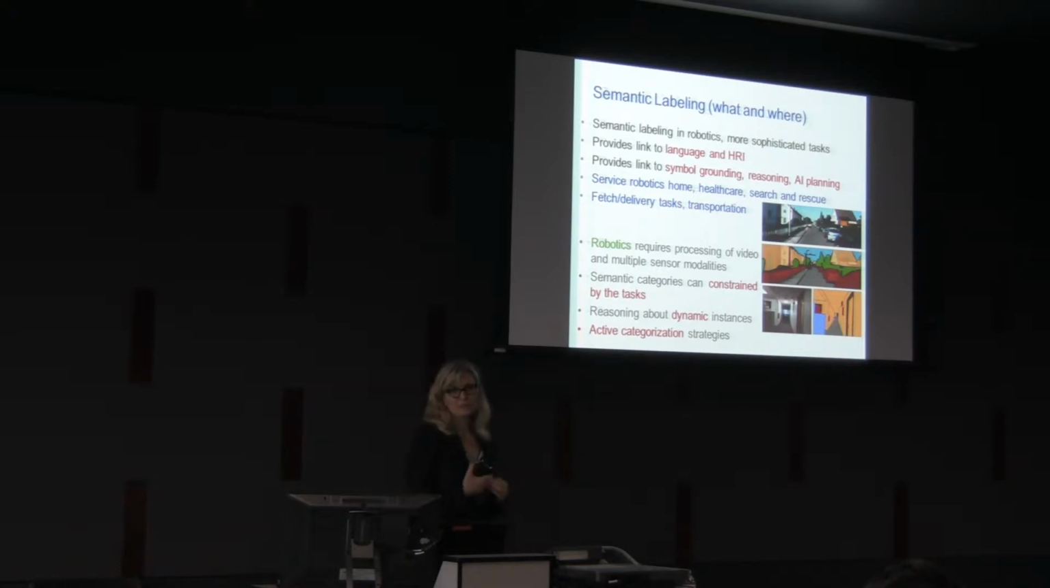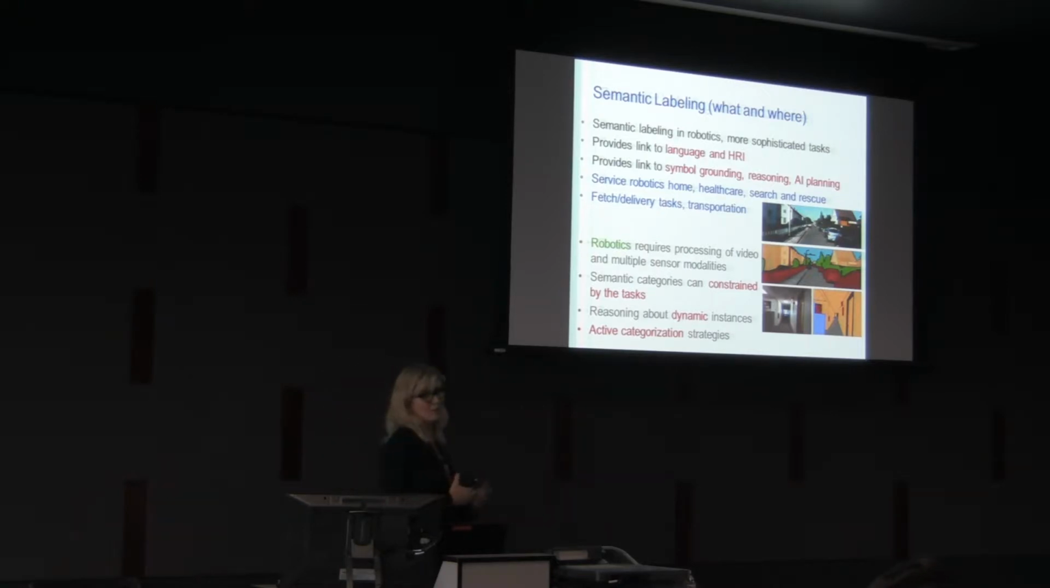We have an additional advantage that, for particular tasks, we often need a very small number of semantic categories, right? So we don't have to strive at the beginning for the huge scalability needed to recognize hundreds and hundreds of categories at the same time, but we can make these techniques more task dependent. And we also need to reason about dynamic instances and dynamic scenes.